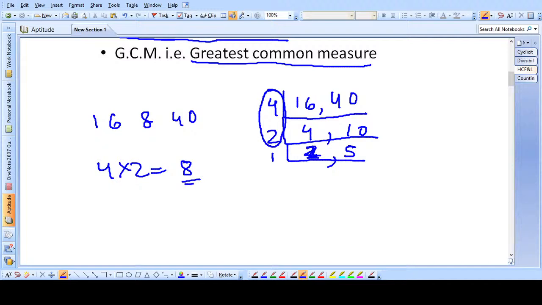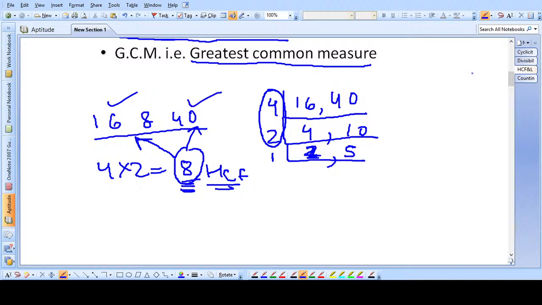Okay, so this is the HCF of 16 and 40. So this is that number which can exactly divide 16 as well as 40. Okay, this number is that highest number which divides both the values.